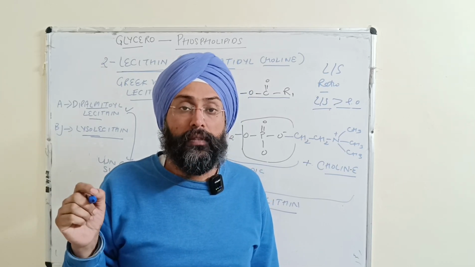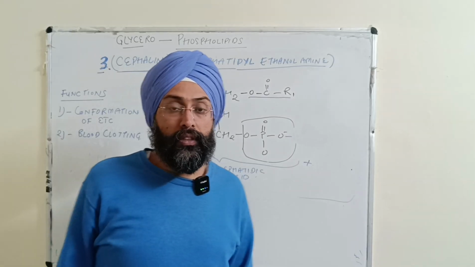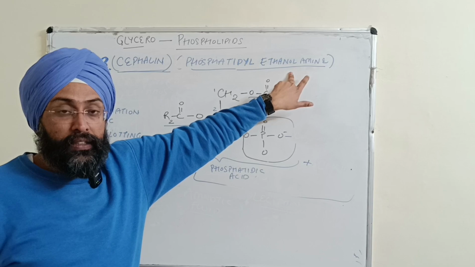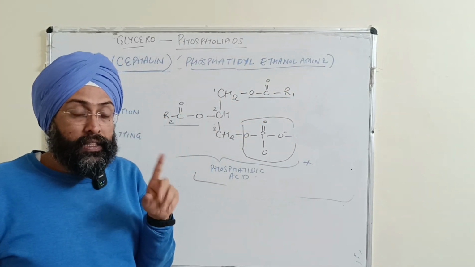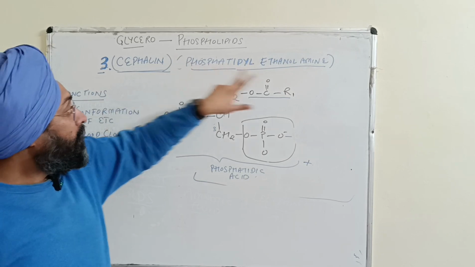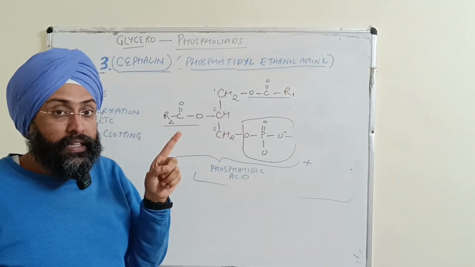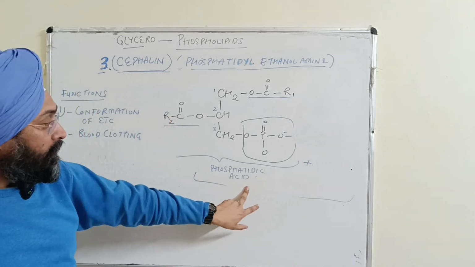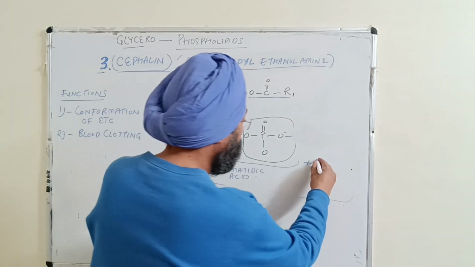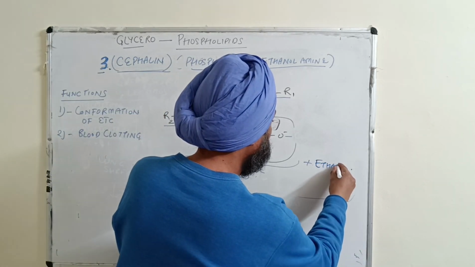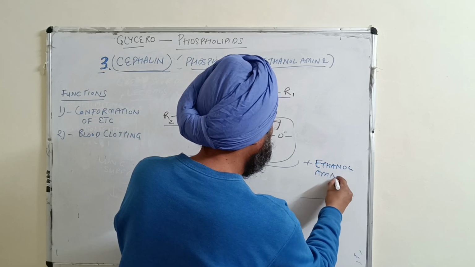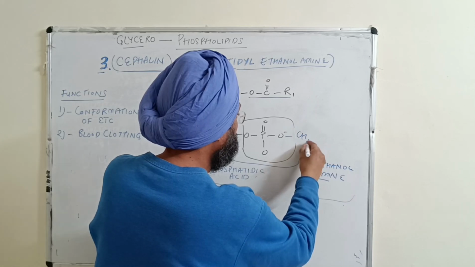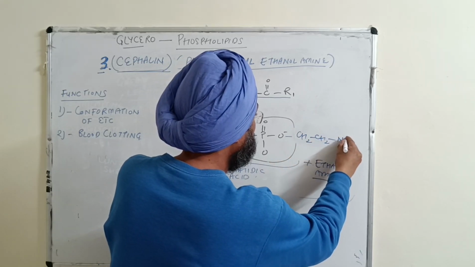Now we'll start with the third phospholipid, which is cephalin, chemically phosphatidylethanolamine. Cephalin and lecithin differ with regard to the base: cephalin contains the ethanolamine base, and lecithin contains choline. So here it is phosphatidic acid, and when we add the base ethanolamine to it, I am adding ethanolamine, CH2, CH2, and NH2.